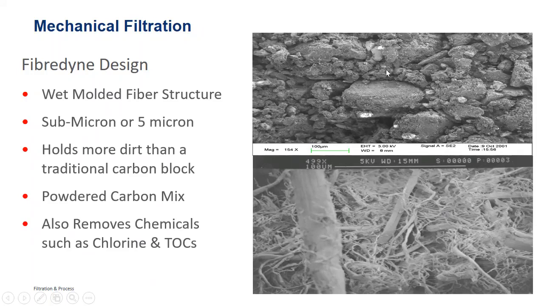But with a carbon block, it's only this outer surface, which is going to be limited on how much that can do. Once it plugs up this outer surface, it's done. Where this block will have lots of pass through it, keeping flow rate up and pressure drop at a minimum. Fiberdyne is probably the best value per gallon of use that we have in our Pentek line.